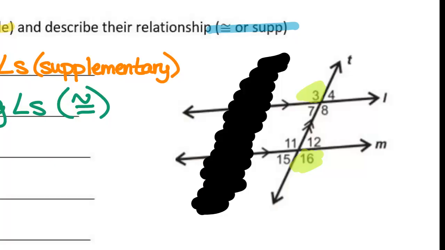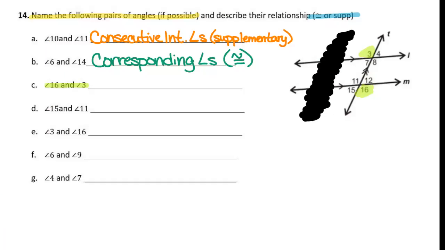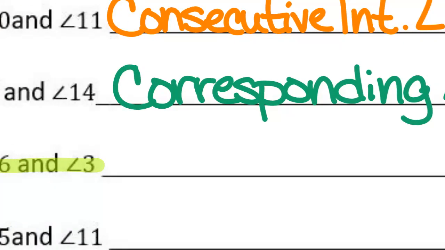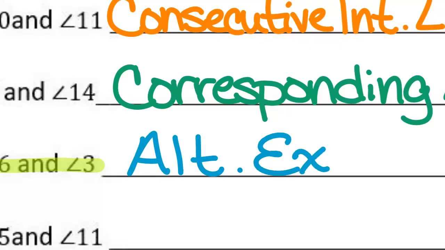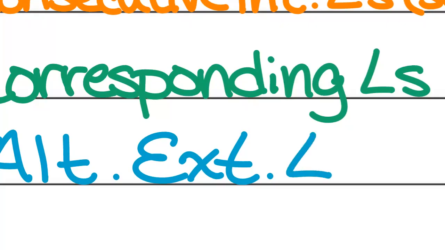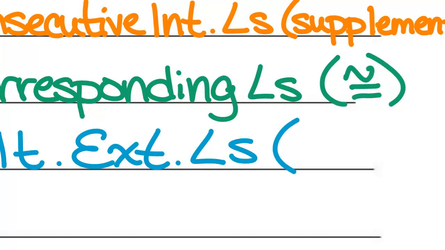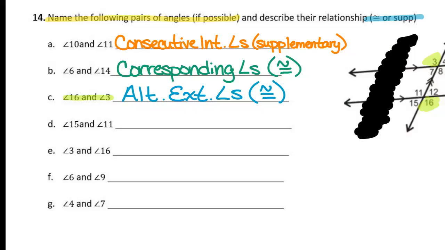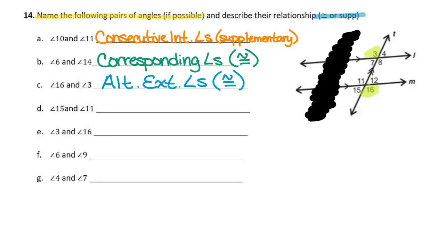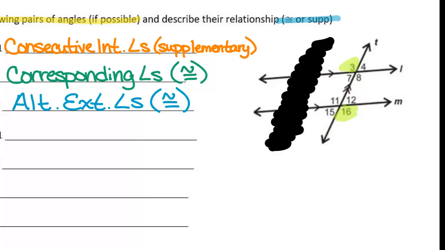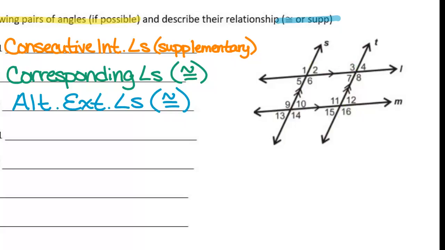Opposite. We've got one that's on the left of T and one that's on the right of T. What do we call them when they're exterior angles that are on opposite sides of the transversal? Alternate exterior angles. Congruent or supplementary? Congruent. The alternates are congruent. If they're alternate interior or alternate exterior, they are congruent. The consecutives are my supplementary ones.